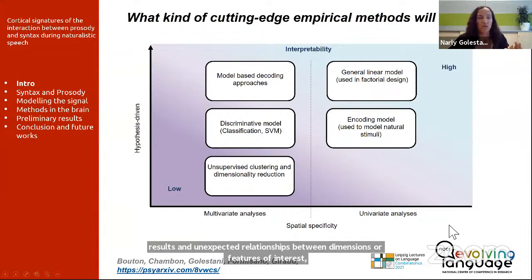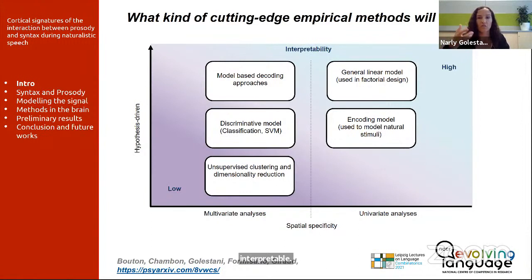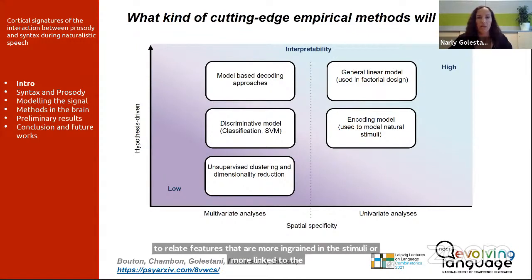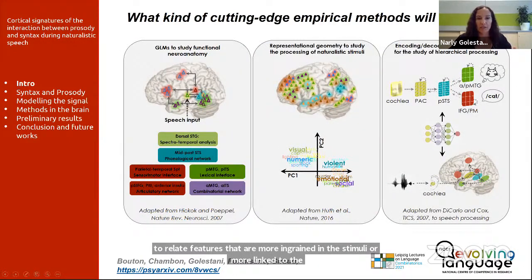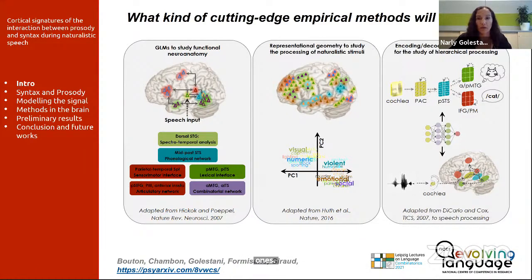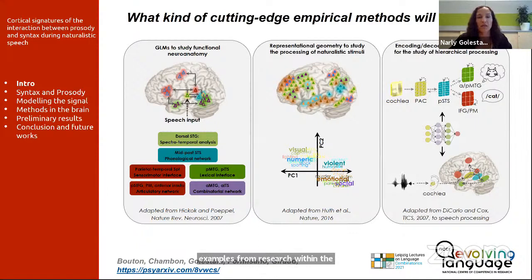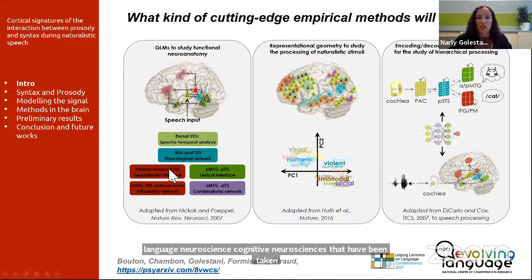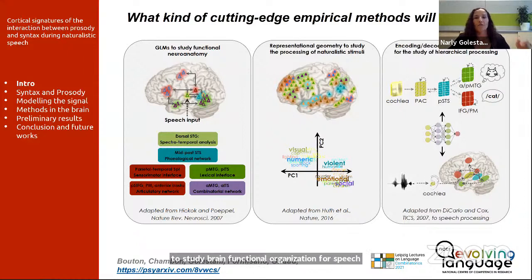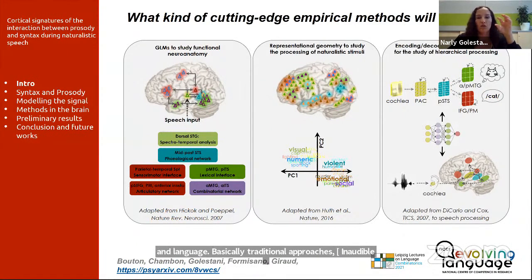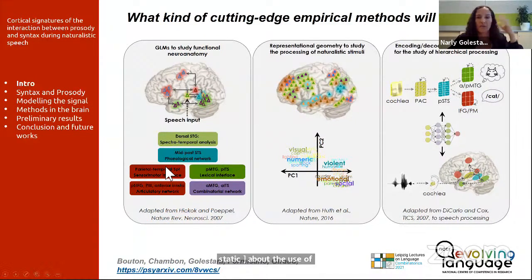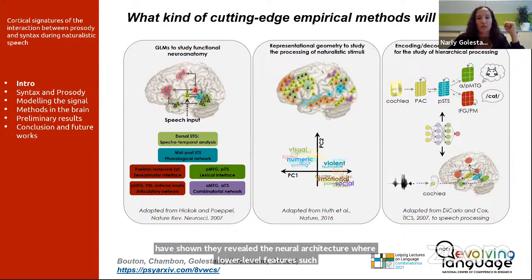And again, this is challenging in the context of our specific questions, because we're trying to relate features that are more ingrained in the stimuli or more linked to the actual physical parameters of the stimuli to more abstract ones. And in this opinion paper, to elaborate a little bit, we've taken some examples from research within the language and cognitive neurosciences that have been taken to study brain functional organization for speech and language. Basically traditional approaches, such as general linear models, involve the use of controlled experiments to tackle specific questions. And so together, different approaches using GLMs have revealed a neural architecture where low-level features such as spectral and temporal modulations are transformed along the cortical hierarchy to incrementally construct abstract linguistic structures.